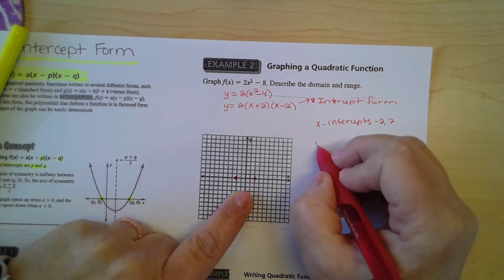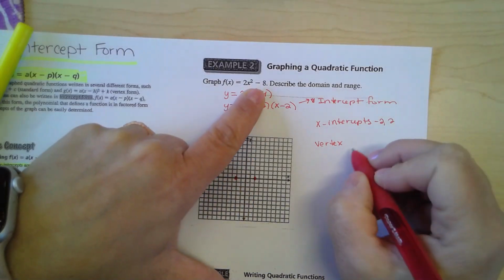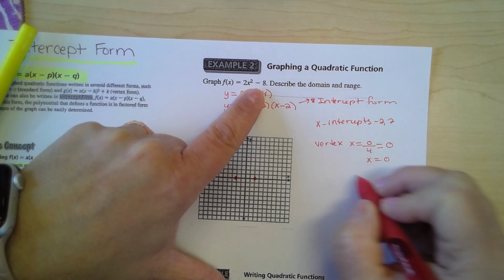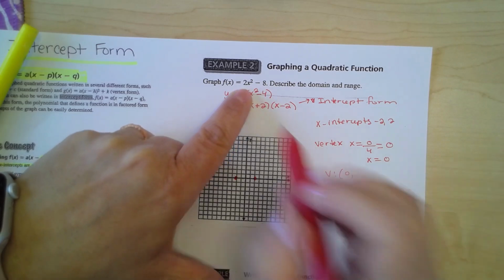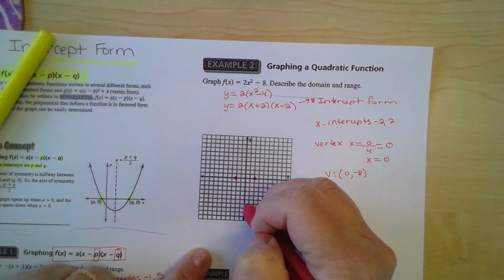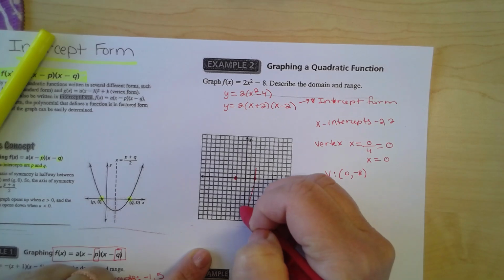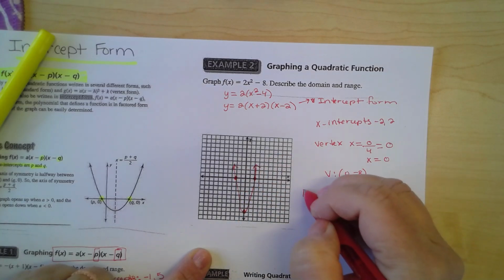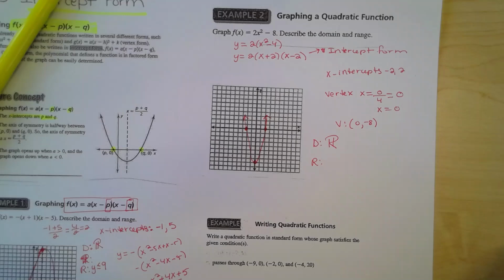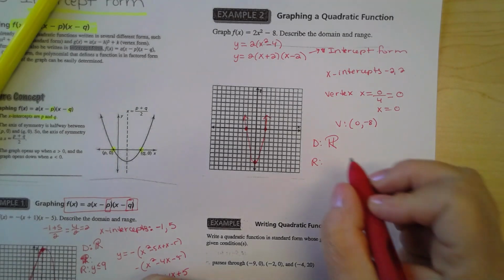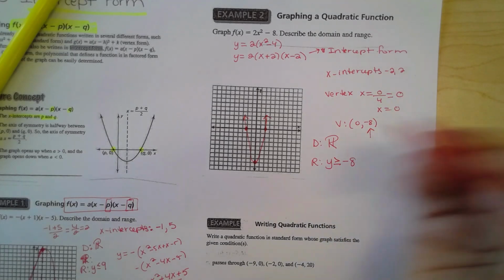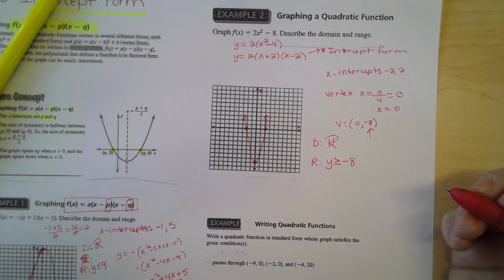Why don't we find the vertex? -b over 2a. So I know my vertex is going to start with a 0. Plug in 0. What do we get? -8. So 0, 1, 2, 3, 4, 5, 6, 7, 8. And there's my nice graph. My domain, again, is all real numbers. What's our range? So what can the y values be? It could be anything greater than or equal to -8. And my axis of symmetry is x equals 0, so I don't have to draw that.